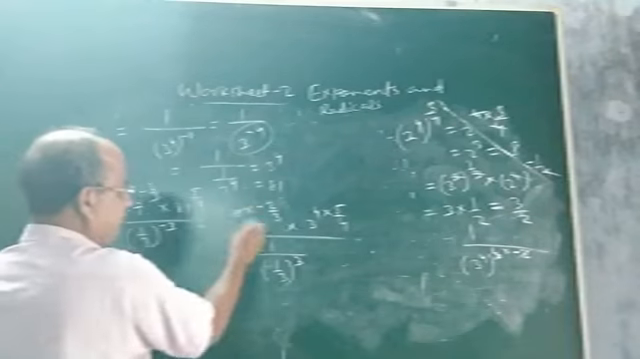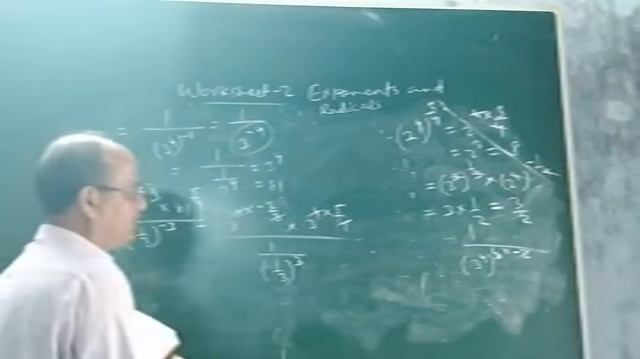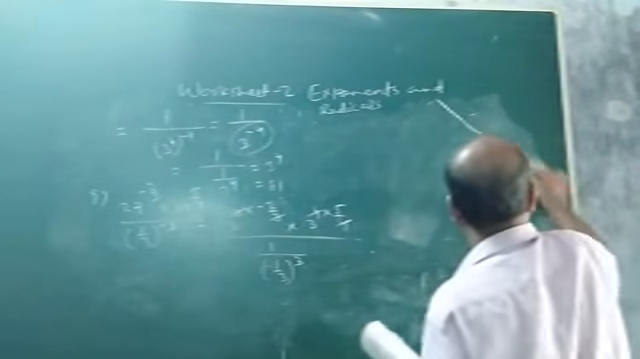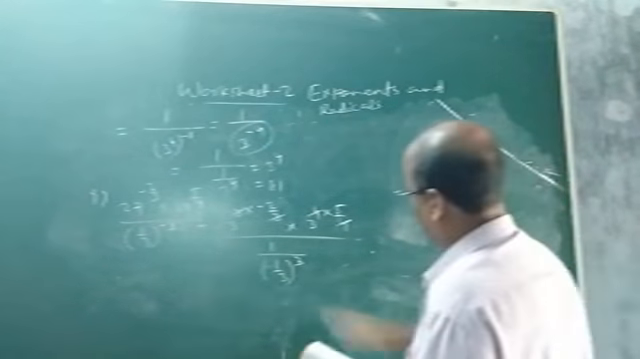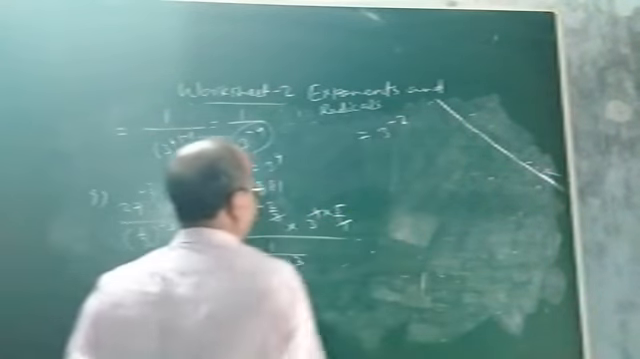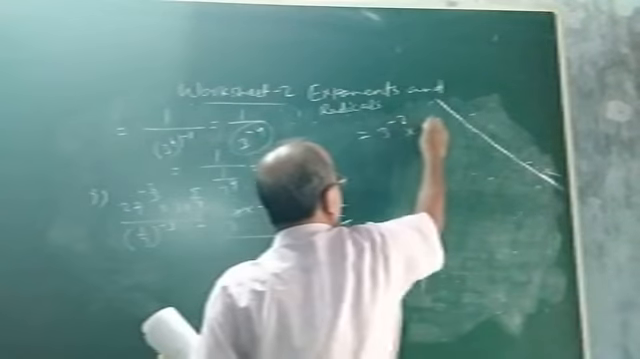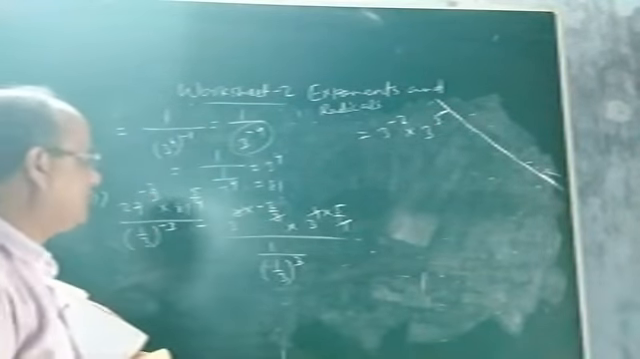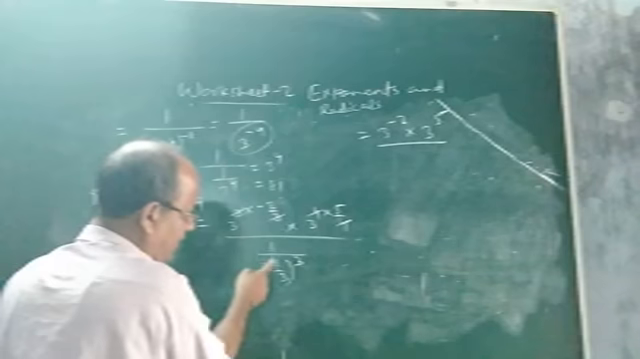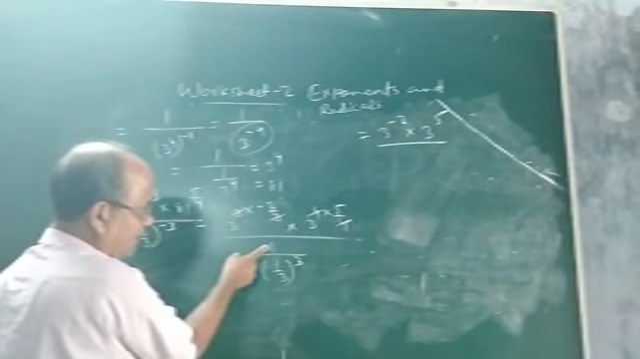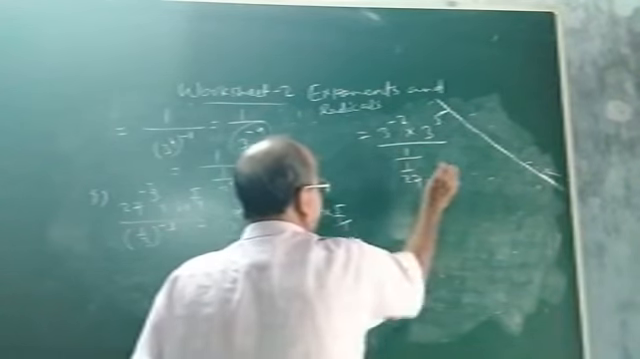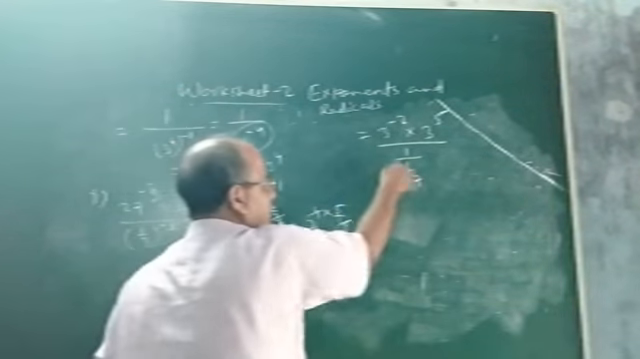Now see, this 3 cancels, this 4 cancels. So what will be left after cancellation? Here 3 to the power minus 2 will be left. Here 3 to the power 5 will be left, divided by 1 by 1/3 whole cube, which means 1 by 1/27. This is 1 by 1/27, which means it is 27.